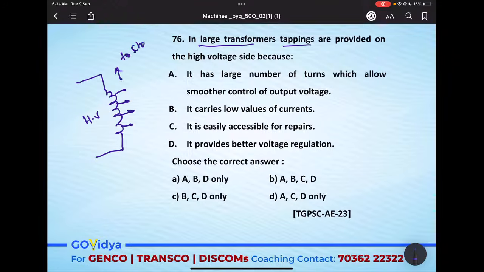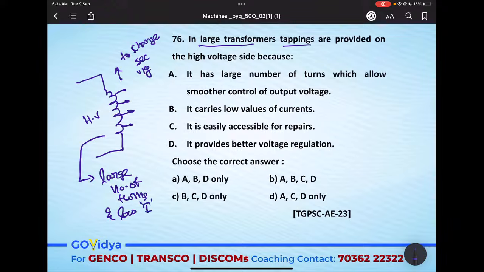Okay, why only HV winding you need to choose? HV winding will have a large number of turns and low current. In HV winding it will be low current. And easily accessible, since HV winding will be on top, it can be easily accessible, okay, easily accessible for repair.